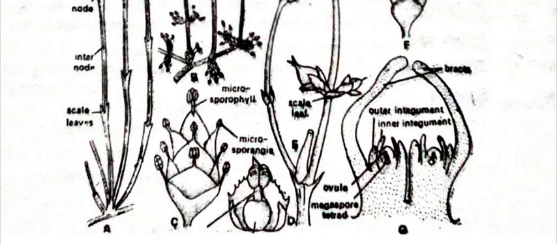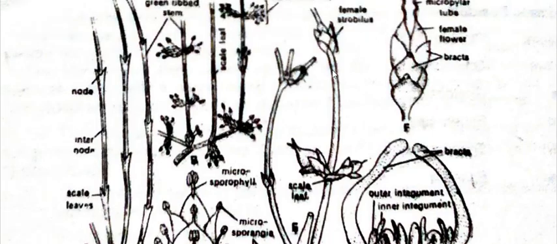Similarly, this is the branch on which the female strobilus, female cones are produced, and in the female cones also bracts are produced. This is the structure of the female cone. Bracts are produced, and in the axils of these bracts the ovule bearing shoots or ovule bearing structure is produced.